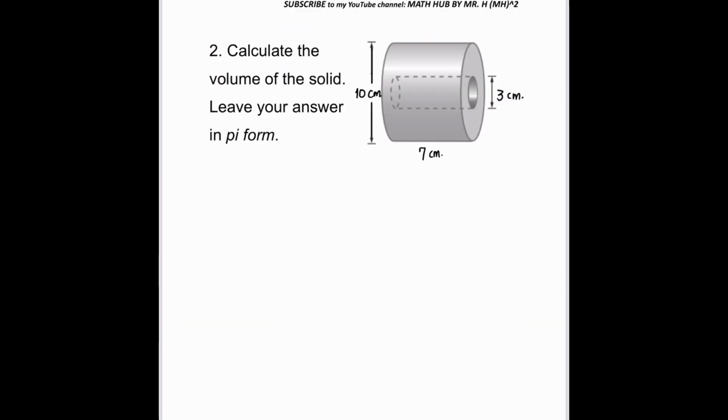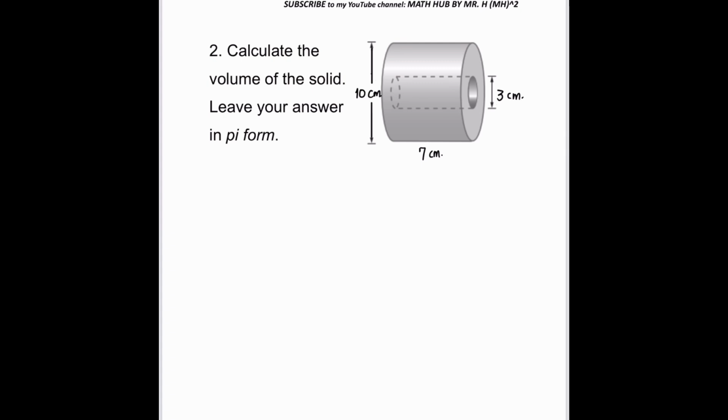Calculate the volume of the solid. Leave your answer in pi form. So as you can see, the diagram is given on the right. By the way, the figures are not drawn to scale. All right, so we just take a look at the given measurements and the unit, and that's what we're going to use for our calculation. All right, the figure on the right. So there's a part in the middle of the solid that's taken out of it. So basically, it will affect the calculation or the final volume.